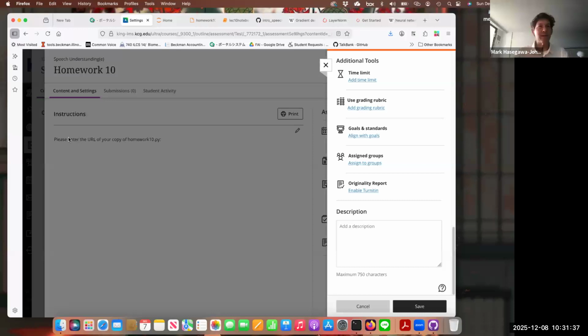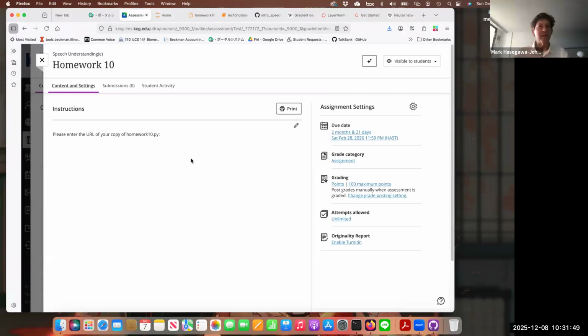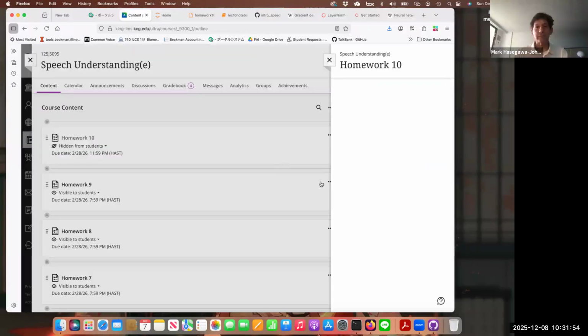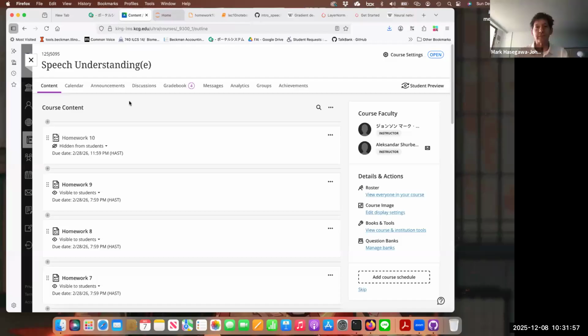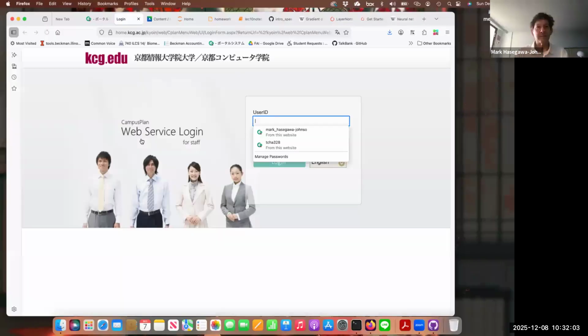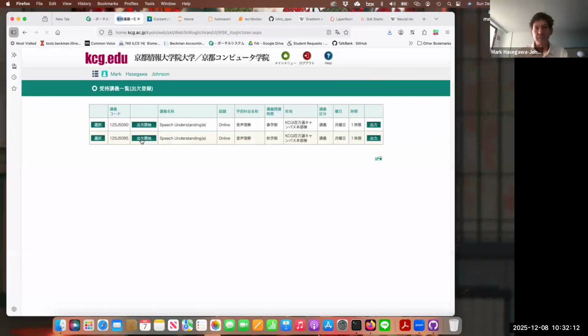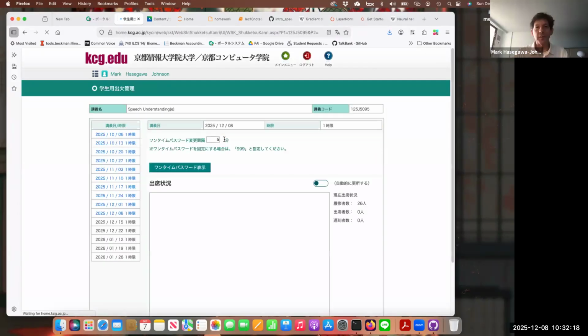Let's go ahead back to the home page here, and let's take attendance. So let me go to the campus plan web menu. And go to web attendance registration. And I always forget which one of these it is. I think it must be the latter one. 2025, December 8th. That sounds right.